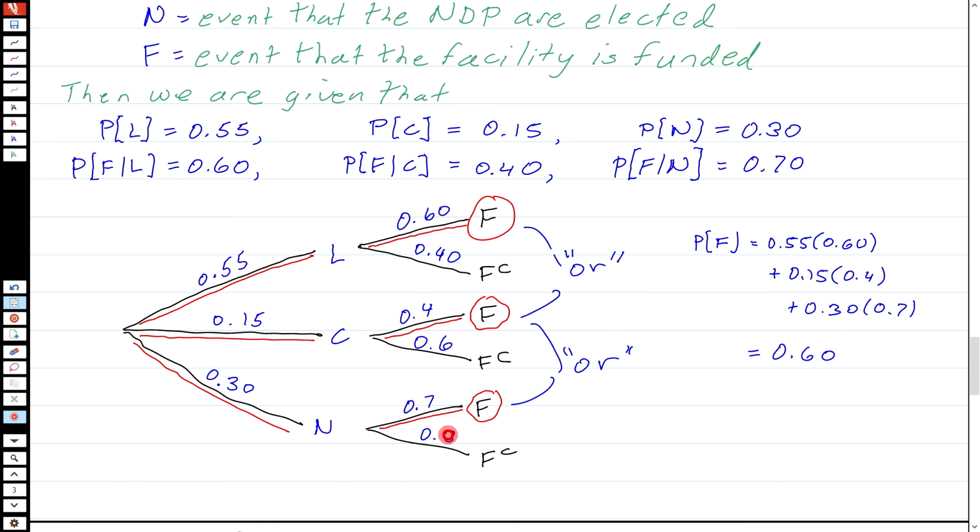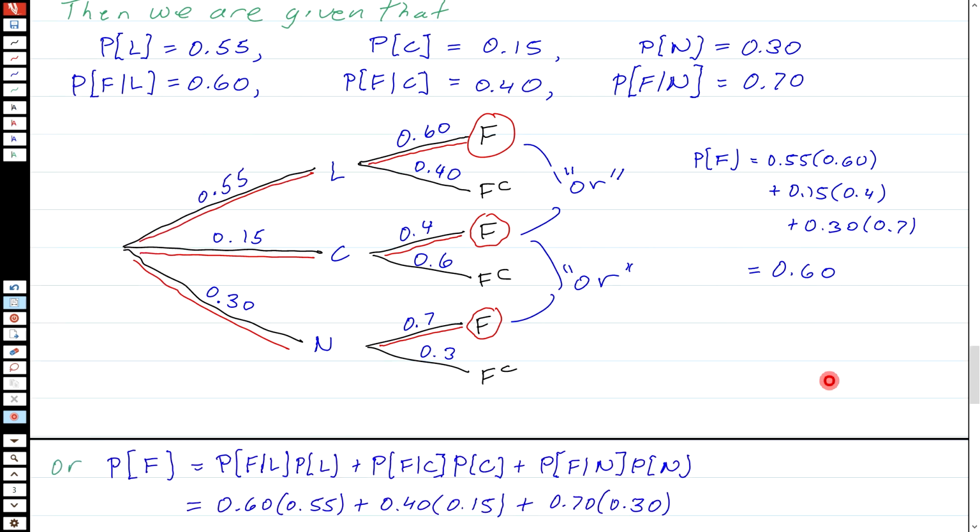So I add all the probabilities in here, and now I'm looking for the probability of getting here, or here, or here. And that's going to be this sum of products: 0.55 times 0.6, plus 0.15 times 0.4, plus 0.3 times 0.7, which are these numbers here. And the probability of funding then is 60%. So that's reasonably high. It may be worth spending some money on preparing a proposal.